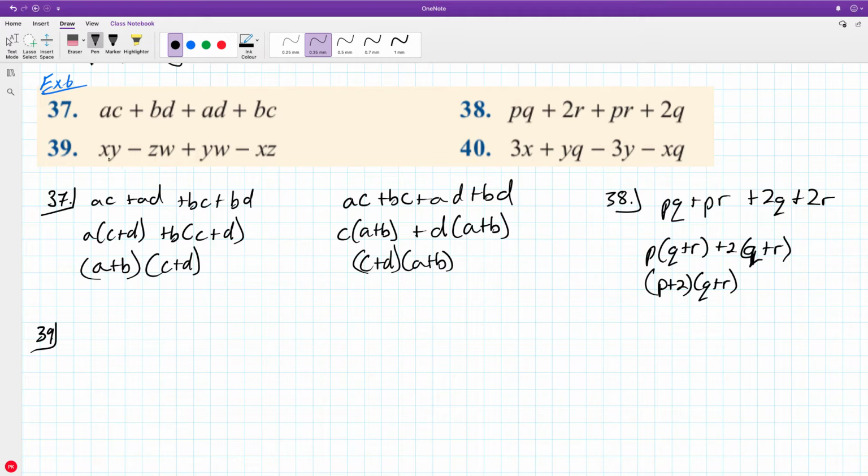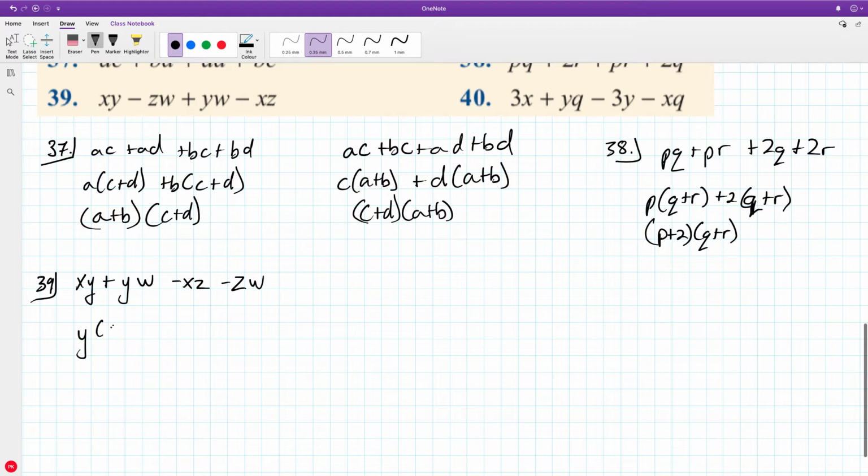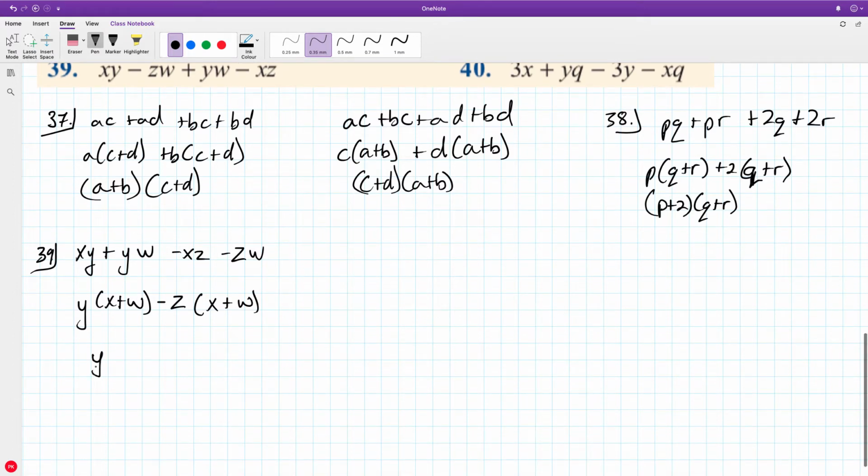I'm going to put XY and YW together. And I'm going to put minus XZ and minus ZW together. So XY, and I'm going to take out a common Y and left with X plus W. Take out a common minus Z. And then you're going to be left with X plus W. Last line is Y minus Z by X plus W. Don't be afraid to ask me a question if these don't make sense to you, alright?